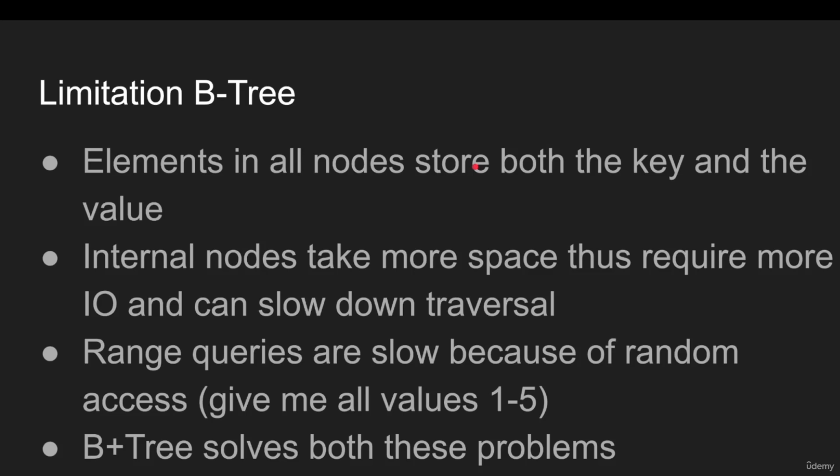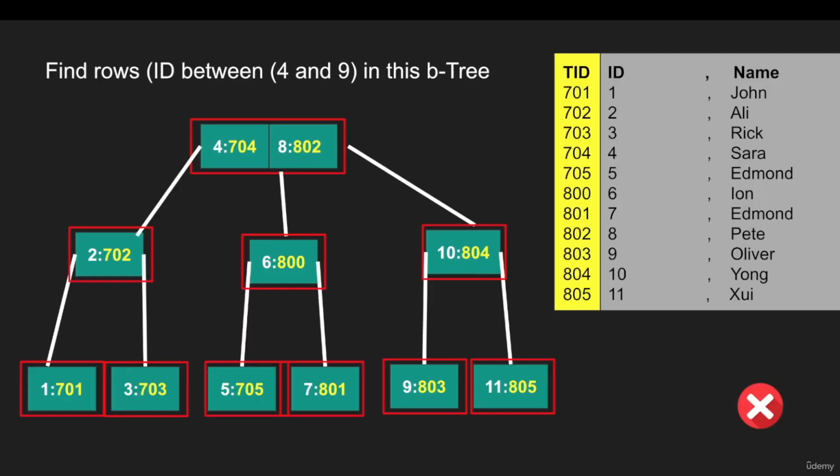Okay, what are the limitations of B-Trees? B-Trees are not perfect. That's why a variation was created to solve these limitations. Well, the first problem is that elements in all nodes store both the keys and the values. And because you store the key and the value in every single node, you can only store so many elements. Let's go back here and see.